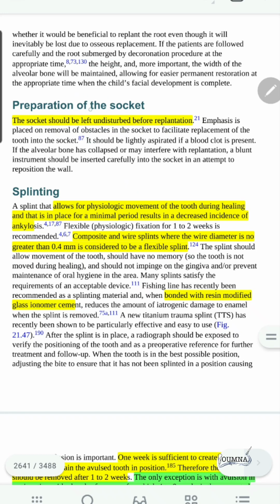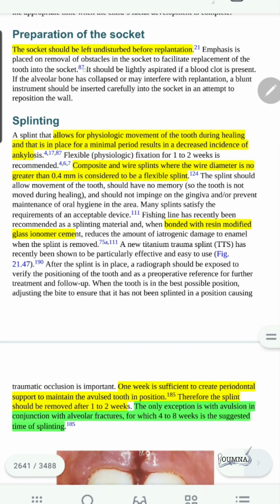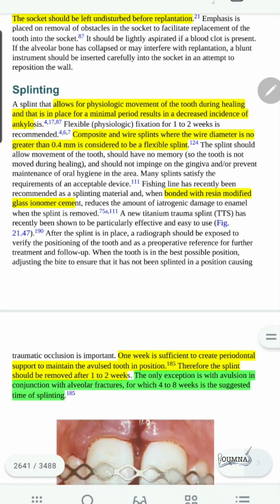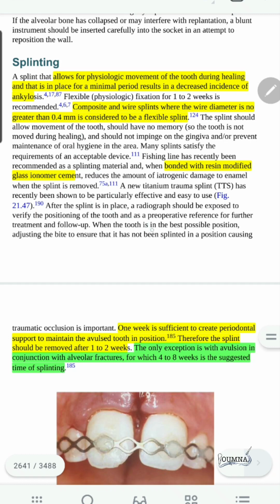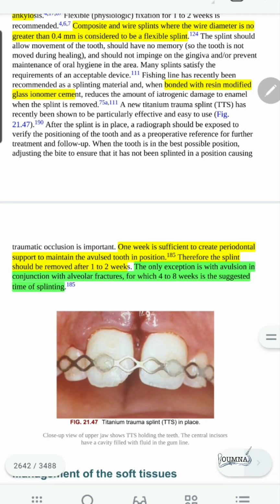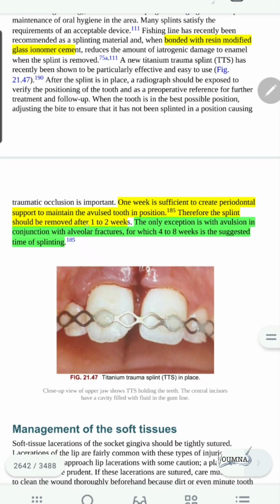What we mean by preparation of the socket is that we remove any obstacles that may be in the socket, and we remove the blood clot that has formed in order for the tooth to be placed properly in it. For the splint, we use a flexible splint 0.4 millimeter in diameter, and we fix it with glass ionomer or composite on the tooth. We leave it no more than 1 to 2 weeks when full avulsion happens.